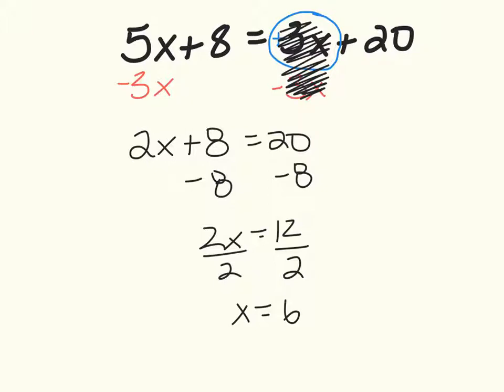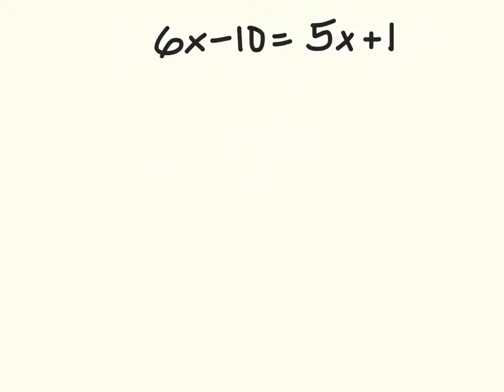That's it. All of this is a review. That's easy. Our brains are going to get so good at that we don't even think anymore. That was the only new thing. The opposite of plus 3x is minus 3x on both sides. Let's see if you can do it.